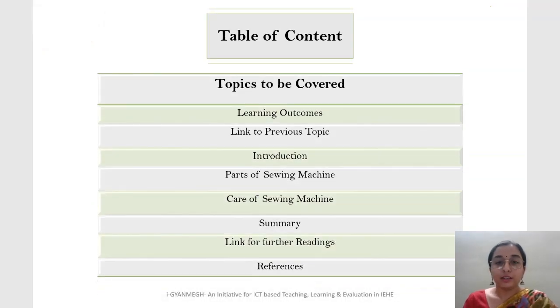Table of content. So these are the topics which we will be covering today. The learning outcomes, link to the previous topic, introduction, parts of sewing machine, care of sewing machine, summary, and references for all of you.